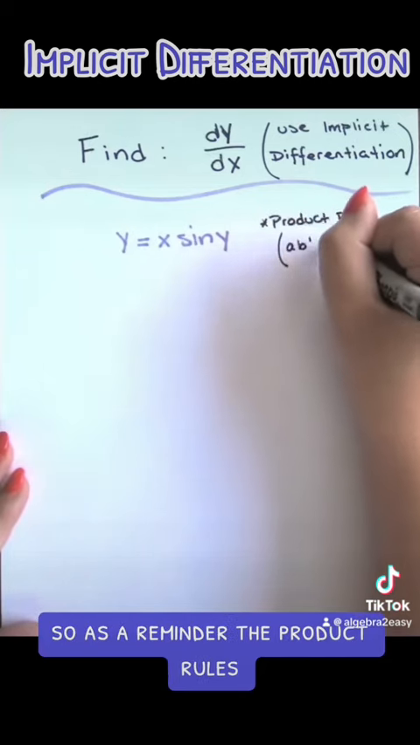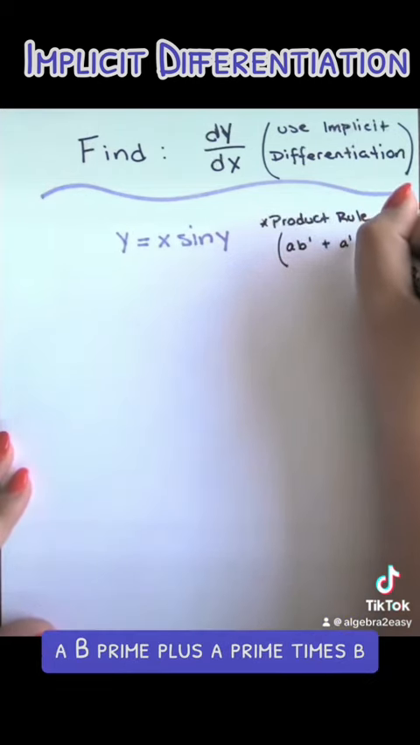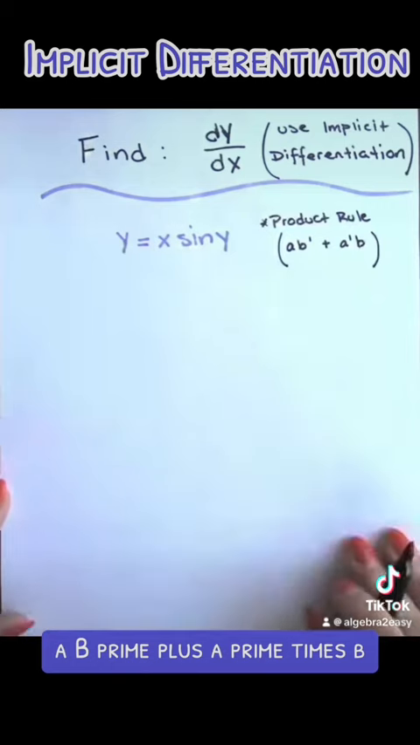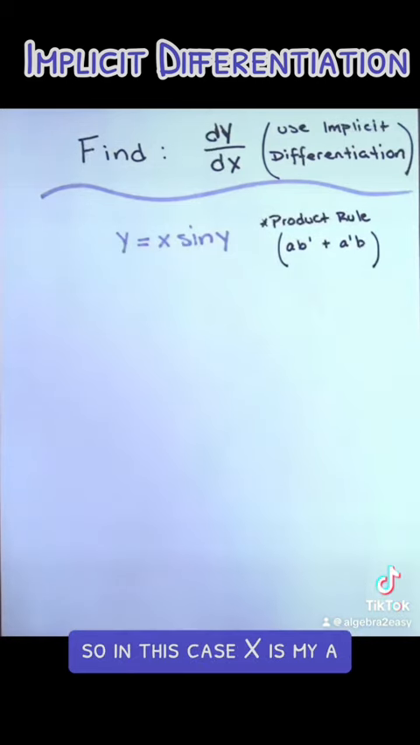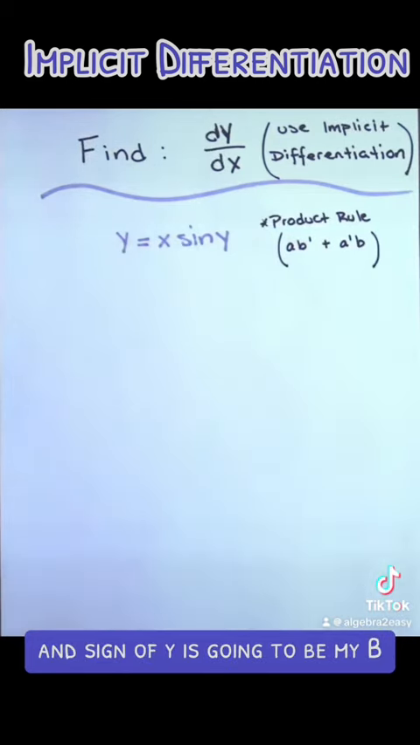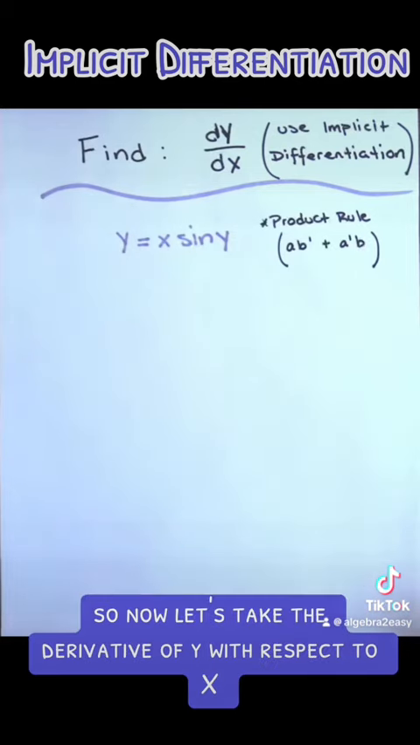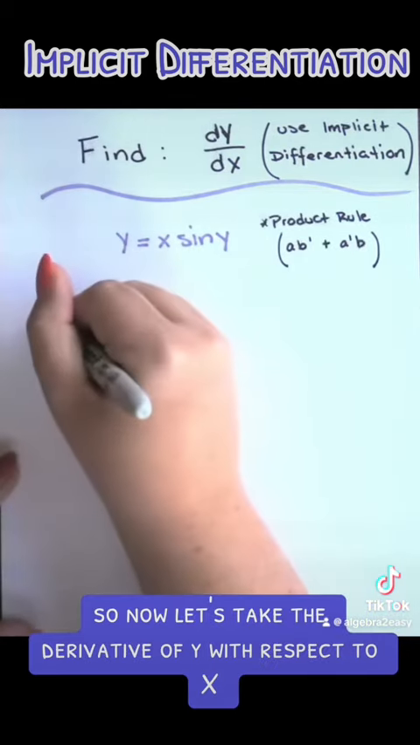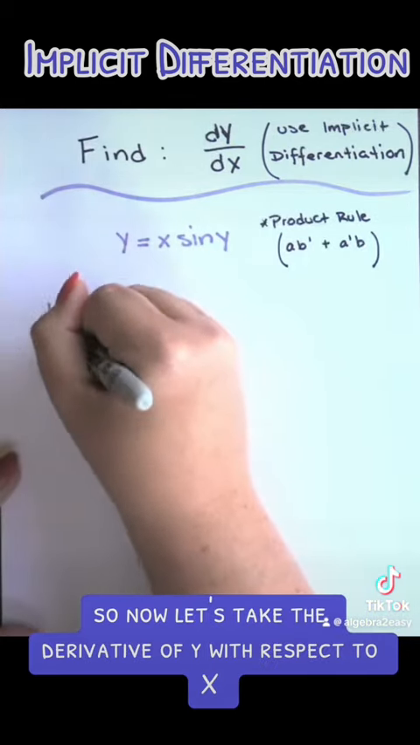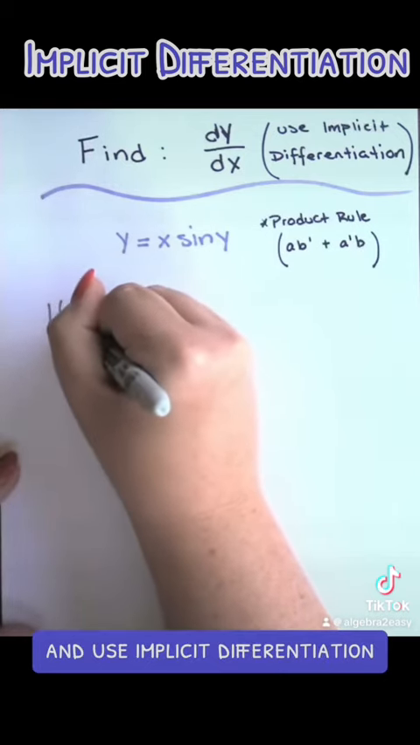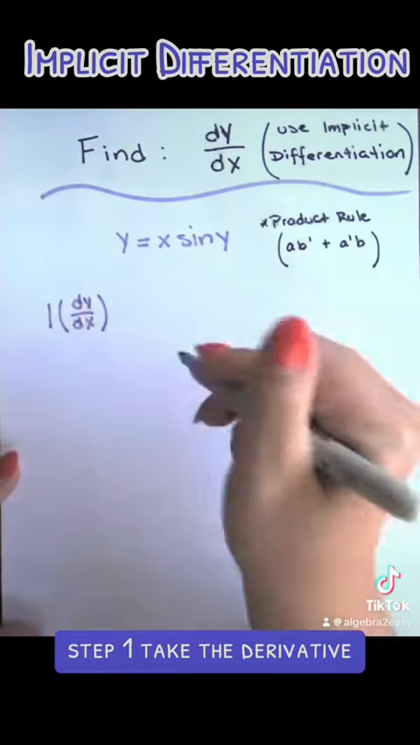So as a reminder, the product rule is a b prime plus a prime times b. So in this case, x is my a and sine of y is going to be my b. So now let's take the derivative of y with respect to x and use implicit differentiation. Step 1, take the derivative.